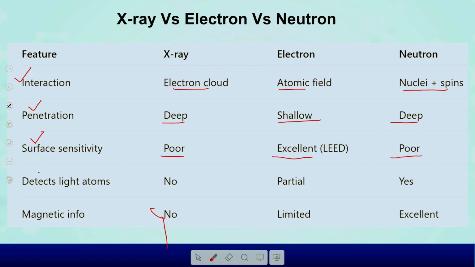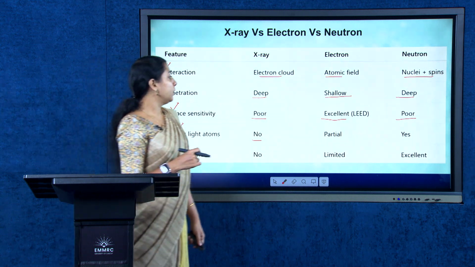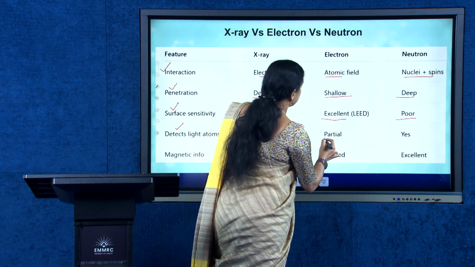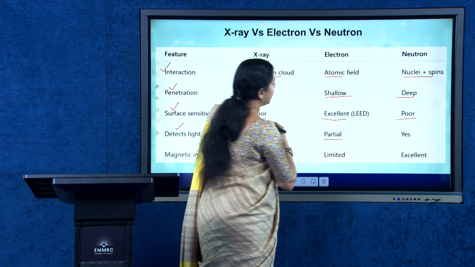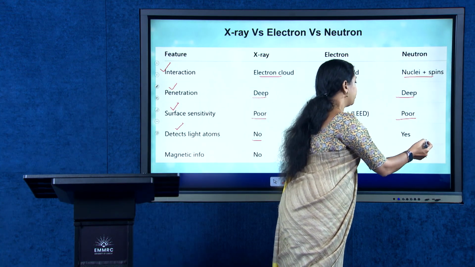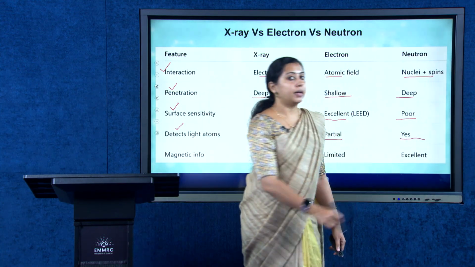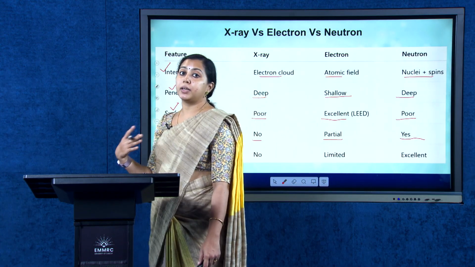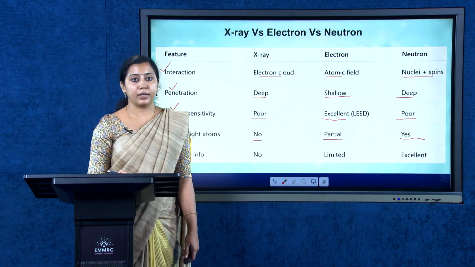Now, about detecting the light atoms, X-rays are very poor in detecting the light atoms, because there will be a lesser number of electrons, so the scattering power will be less. Whereas electron diffraction is partial in detecting the light atoms, whereas neutron diffraction is very excellent in detecting the light atoms, because they can penetrate deeply into the atomic nuclei.